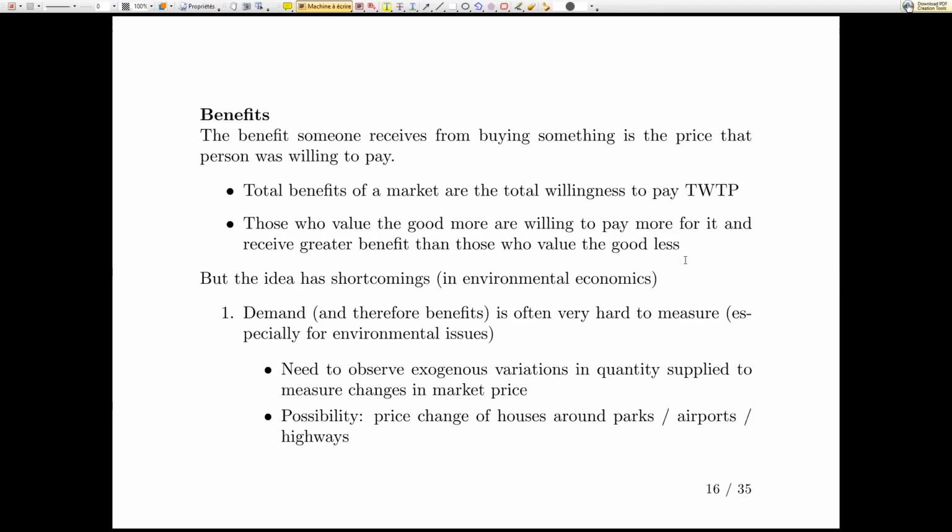What are the shortcomings of this idea in environmental economics? There are many. First of all, it's not that easy to observe demand curves. So if you have, say, a demand curve like this, then when I draw it this way.